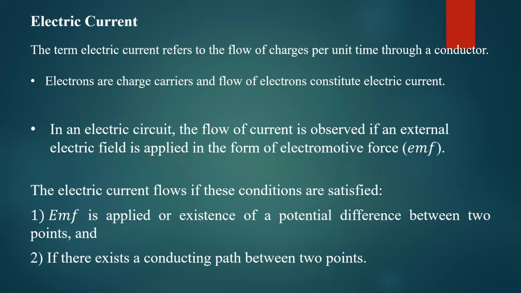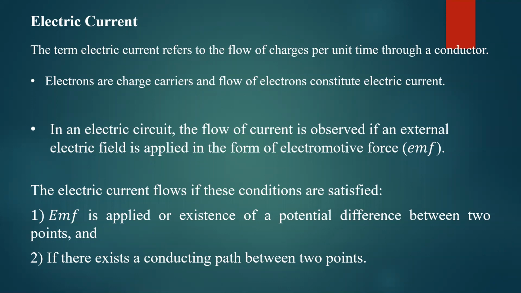Electric current is basically the flow of charges. It is a flow of electrons from one point to another point in a conductor. That is called electric current. This electric current is flow of charges per unit time through a conductor, and area of cross section of a conductor should be unity. So specifically, the electric current is defined as the rate of flow of charges per unit area of cross section of the conductor. So basically, I is equal to dq by dt, charge per unit time, flow of charges per unit time.